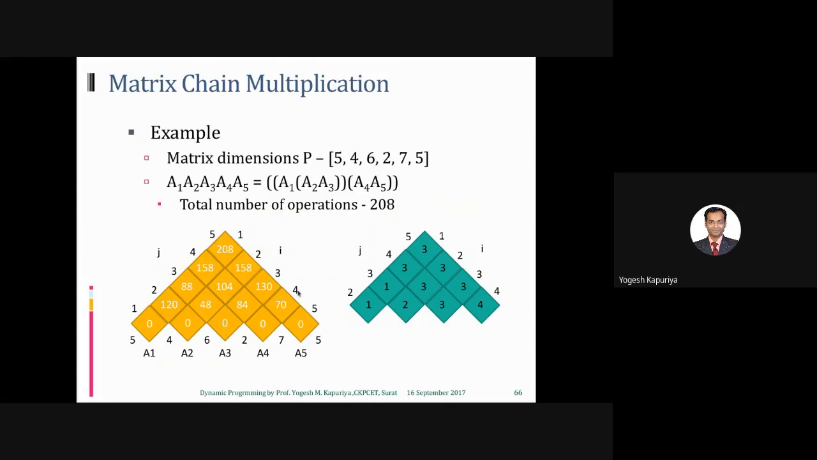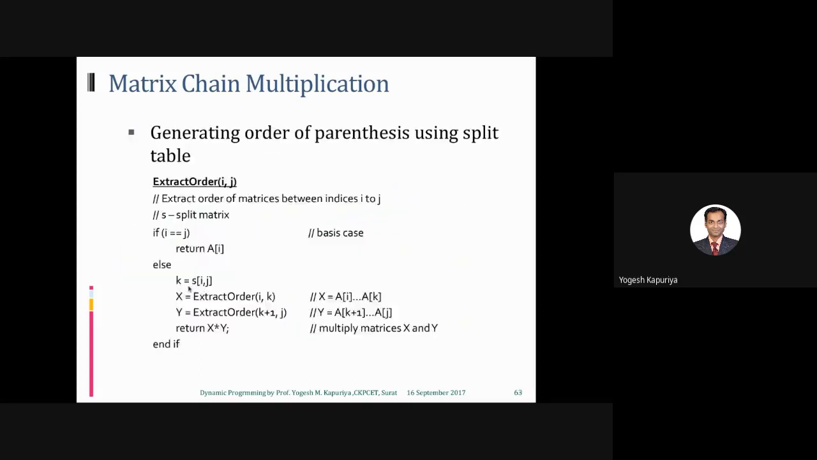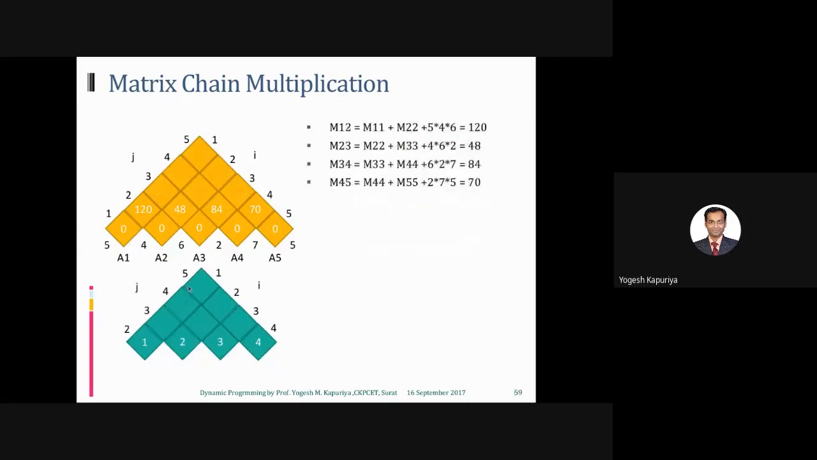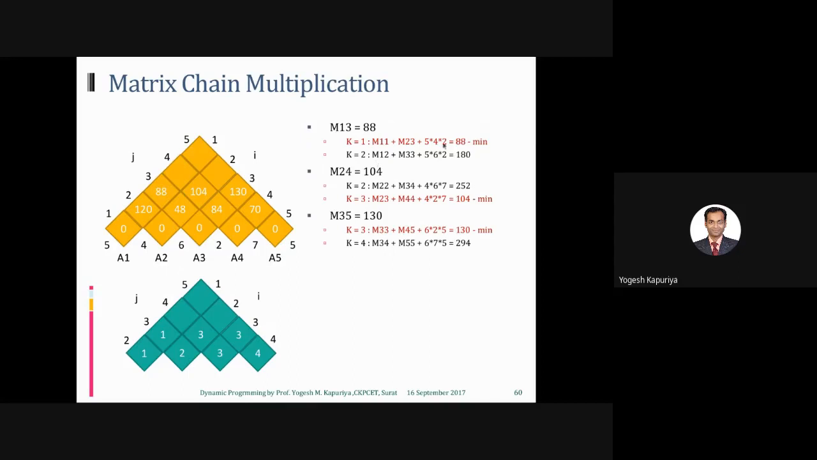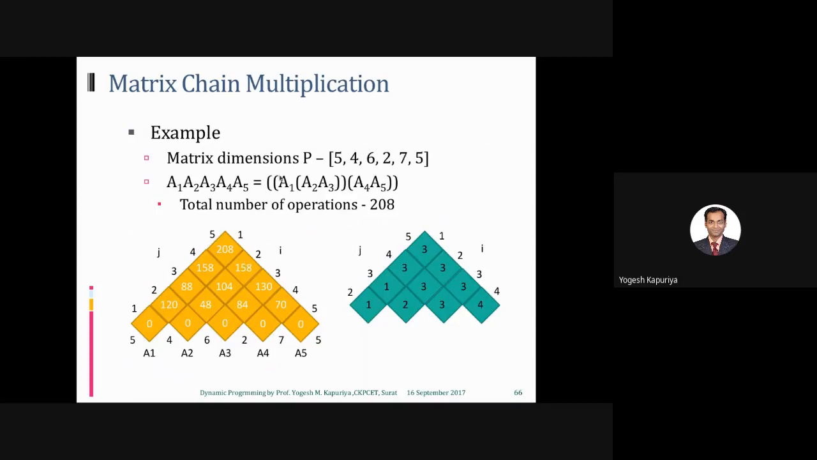See, there is one more way to find out this parenthesis. You have to simply note down which one was minimum. Let's say there is no minimum at this level, but let's see how this 88 is derived. When your K is equal to 1, that means A1 is multiplied with A2, A3. For that, this is minimum. So in the result also, A1 is multiplied with A2, A3. That will give you the first level of parenthesis.